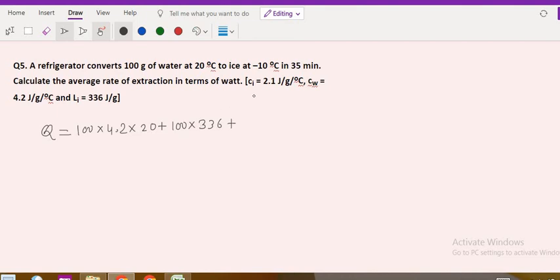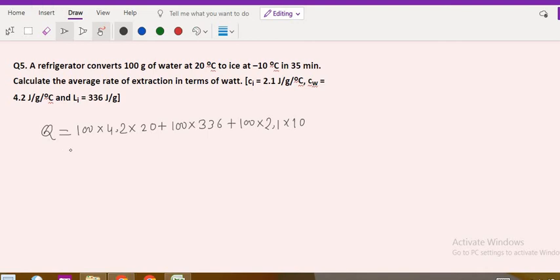Now we have to convert that ice at 0 degree Celsius to ice at minus 10 degree Celsius. So again we would be using the formula Q is equal to mc ΔT, right? Mass would again be 100, into the specific heat of ice, which is given to us as 2.1, multiplied by the change in temperature. Initially it was 0, now it is changing to minus 10, so it would be 0 minus minus 10, which is equal to 10. There would be a 10 degree fall in temperature of the ice now.